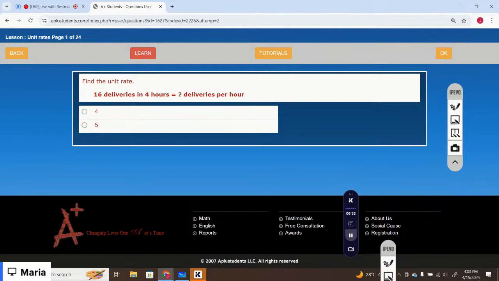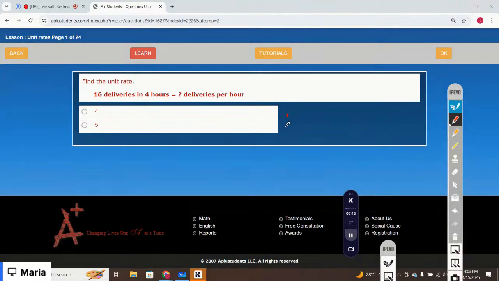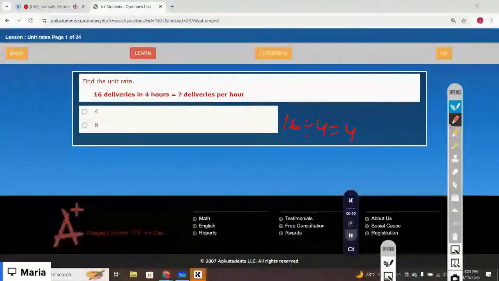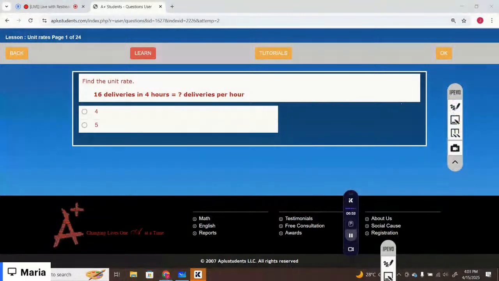Find the unit rate, 16 deliveries in 4 hours. So you need to calculate how many deliveries per hour. 16 divided by 4 is 4. So that means 4 deliveries per hour. The correct option is option number 1, that is 4 deliveries per hour.